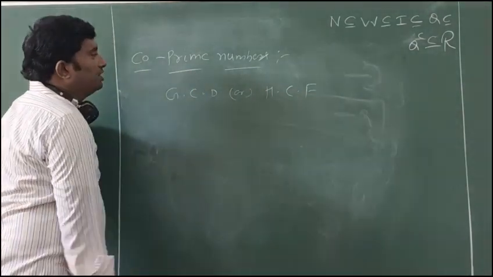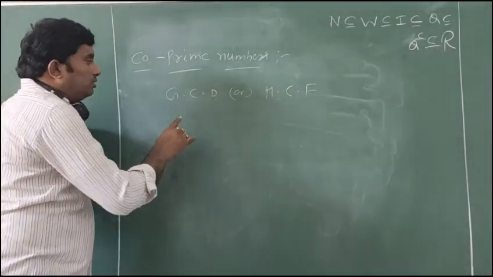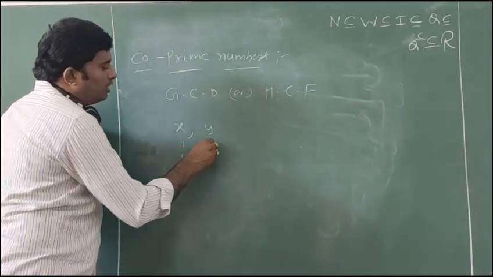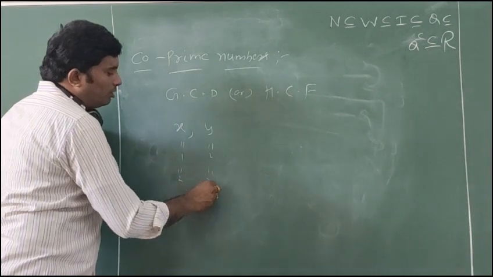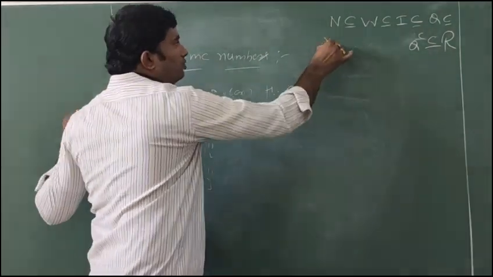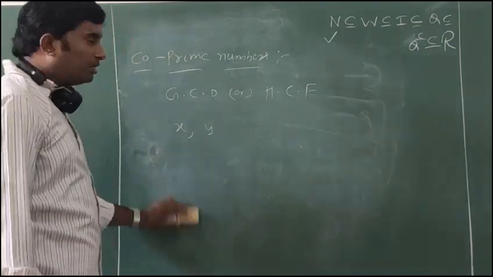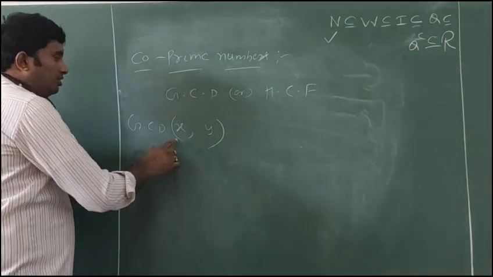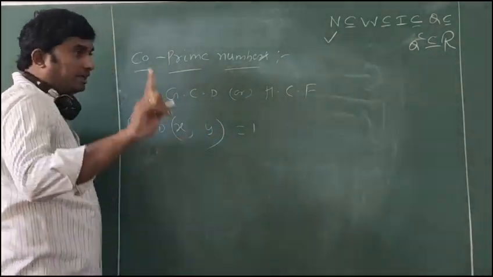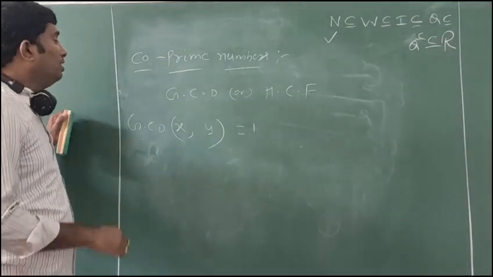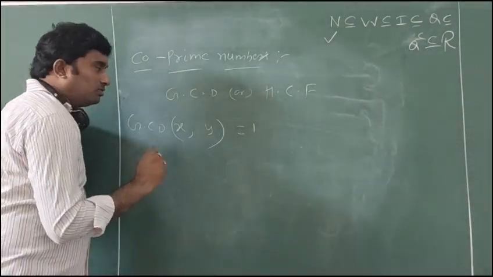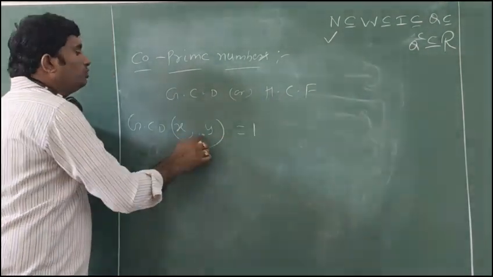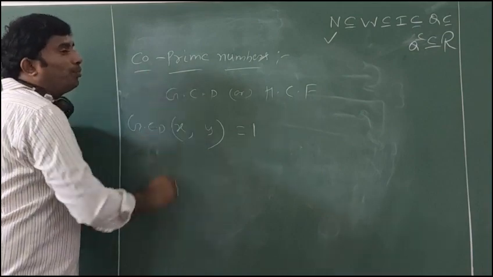See, what is the definition of co-prime numbers? Take two natural numbers, some x and y. x may be 1, y may be 2. x may be 2, y may be 3. Any two natural numbers, x and y. Then if the GCD of x and y, the greatest common divisor, is exactly 1, then these two naturals are called co-prime numbers.